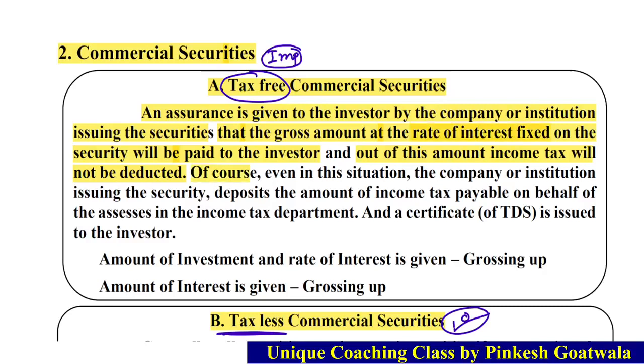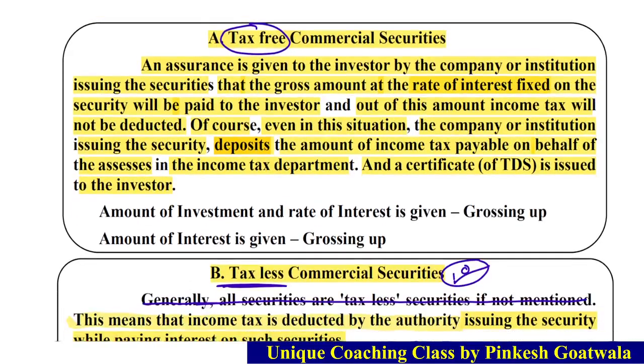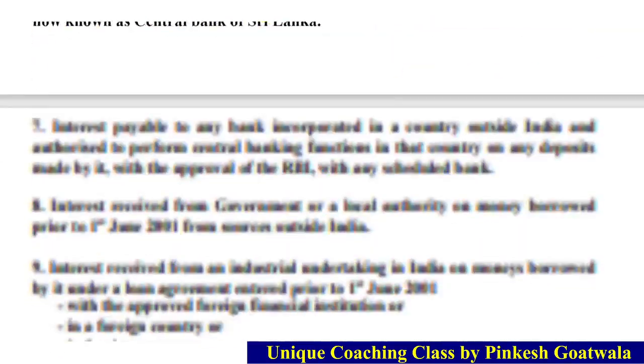Of course, even in this situation the company or institution issuing the security deposits the amount of income tax payable on behalf of the assessee in the income tax department, and a certificate of TDS is issued to the investor. Okay, so here also the tax was paid by the authority who issued the security, but it is not deducted from his income. Okay, income માંથી deduct કર્યા વગર આપશે.